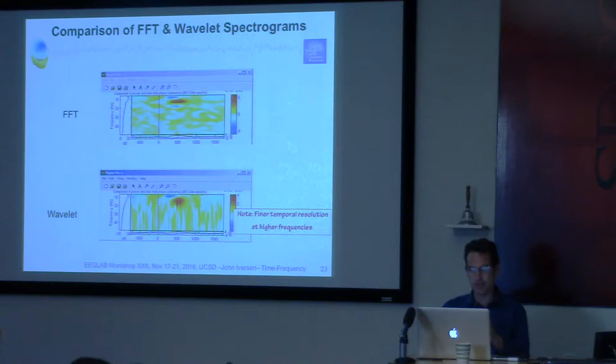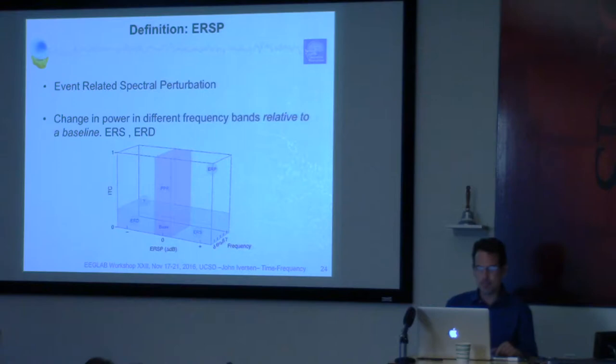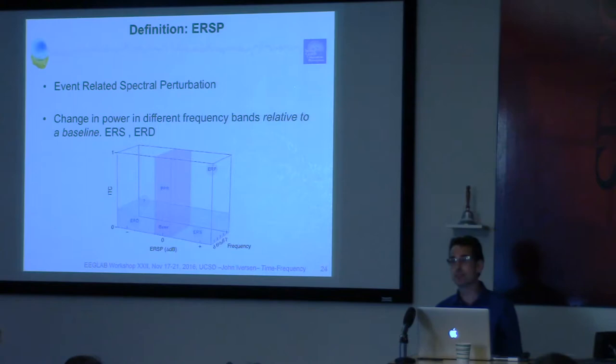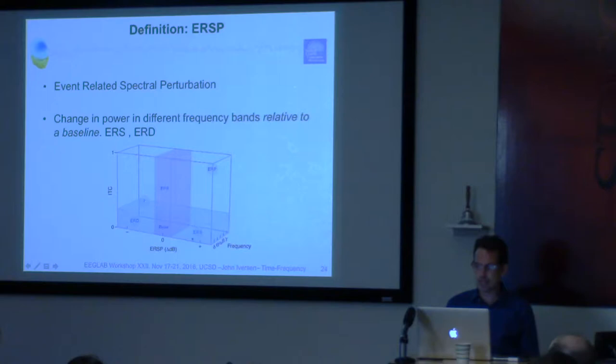So there are a couple of basic approaches to time frequency analysis in EEGLAB. The first is the ERSP, event-related spectral perturbation, which is simply the change in power in different frequency bands relative to a baseline. There's a really nice figure from one of Scott's papers that shows this three-dimensional space that involves spectral changes at different frequencies, but then also changes in intertrial coherence, which I'll get to. So ERSP looks at this level here, where we're just looking at pure power changes at different frequencies.